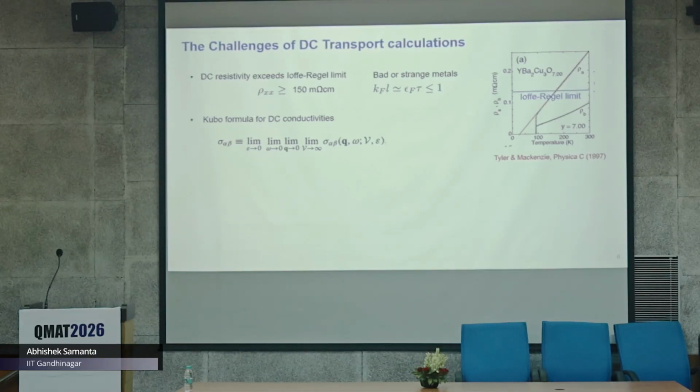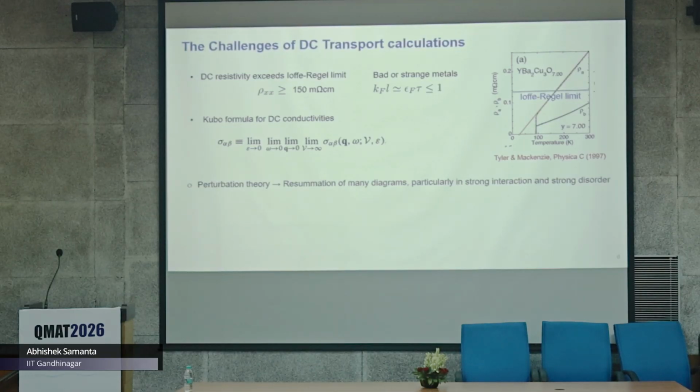So here comes the Kubo formula for the calculation of the DC conductivities. But the calculation of DC conductivities by using the Kubo formula is very challenging, because after computing the dynamical conductivity, one needs to take several limits also in proper order. For example, first you need to take the thermodynamic limit, then the q going to 0 limit, and finally the frequency omega set to 0 to get the DC conductivities.